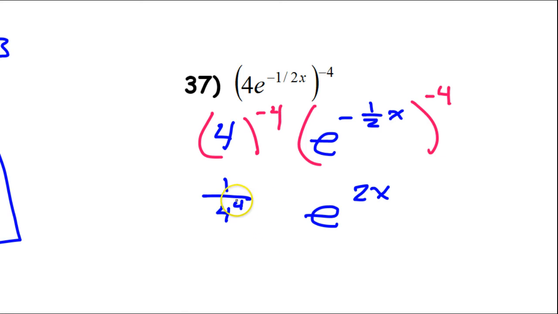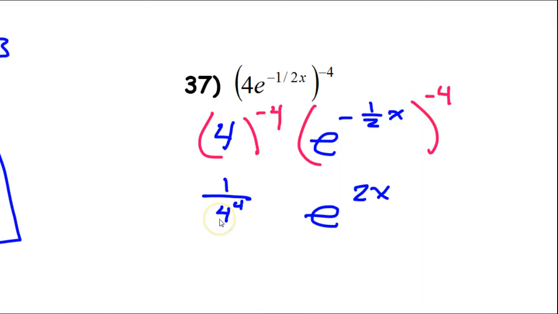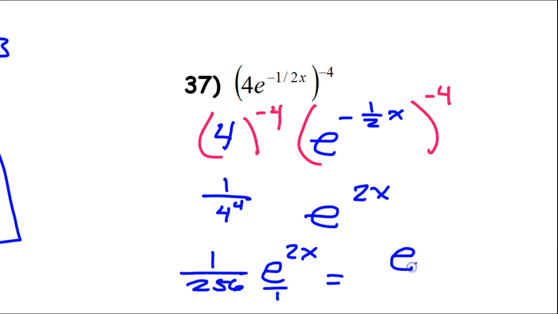Now, meanwhile, 4 to the 4th power, as you can see, is 256. So this is like 1 over 256. So let's just put this all together. You know, this is in the numerator. So all together this would be e to the 2x power over 256.